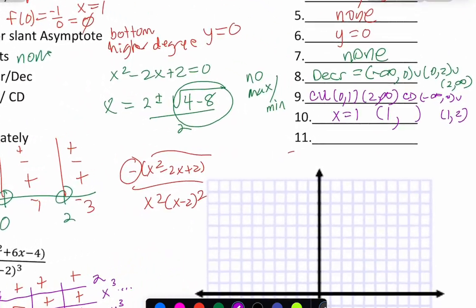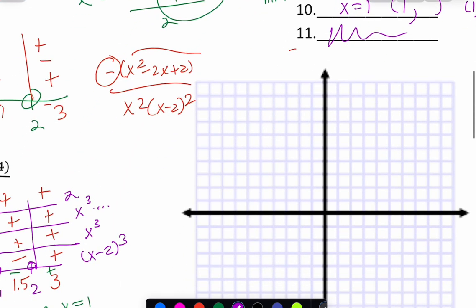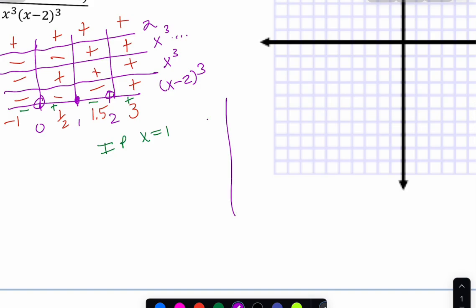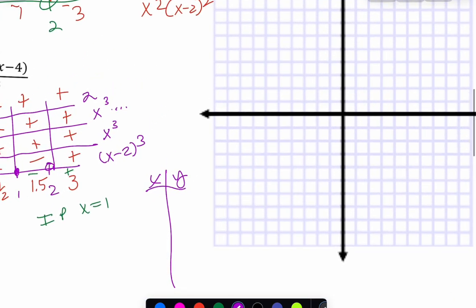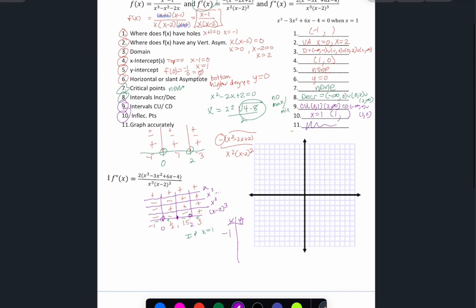And then 11 says to graph it accurately. So obviously there's nothing you've got to put there. But we do need to finish off some point values. Now let's think about the points we haven't put on there. -1 and 1 for sure.